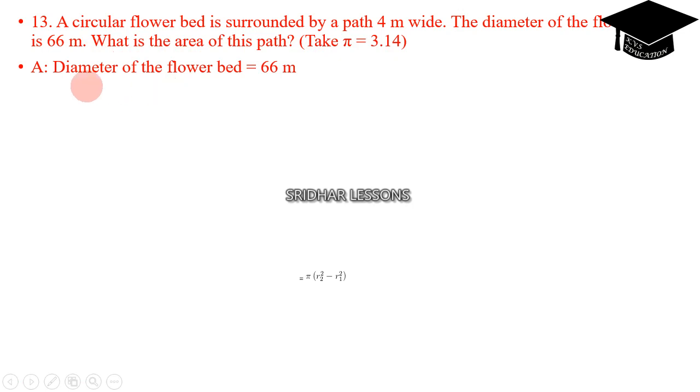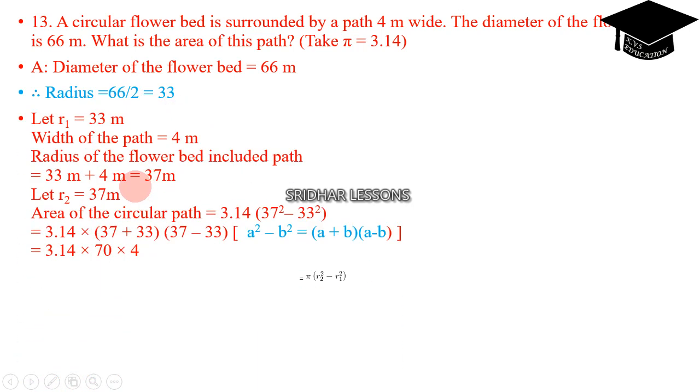Here it was given that the diameter of the flower bed is equal to 66 meters. And the radius is 66 by 2, which is equal to 33 meters. Let R1 equal 33 meters. The width of the path is equal to 4 meters. The radius of the flower bed including the path, that means 33 plus 4, is equal to 37 meters. So R2 is equal to 37 meters.